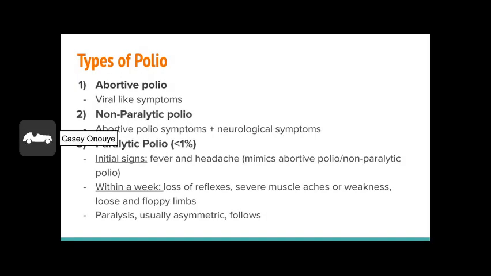There are three types of polio. The first is the abortive polio. This is when a person will experience viral-like symptoms, and these symptoms include fatigue, fever, vomiting, nausea, headache, and a sore throat. The second type is the non-paralytic polio, and this is when a person will experience the abortive polio symptoms mixed with neurological symptoms. And then the third is the paralytic polio, which is less than 1%.